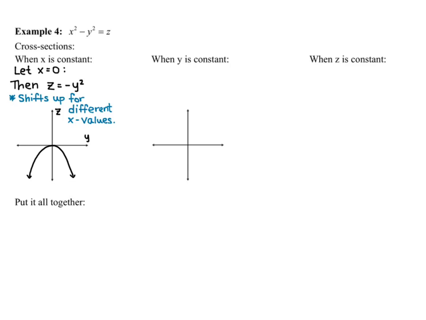Our next cross section will be when y is constant. So I'm going to start by letting y equal 0, then z equals x squared, which is a right side up parabola. So I go ahead and graph that in the xz plane. And if y were a different constant, you'd be subtracting a positive number, and so it would shift the graph down. So it shifts down for different y values.